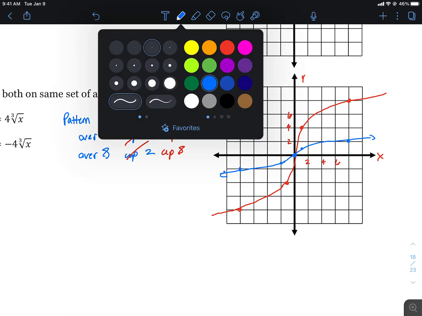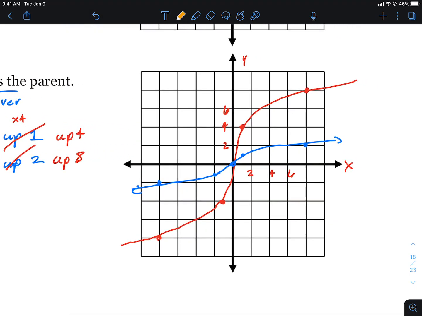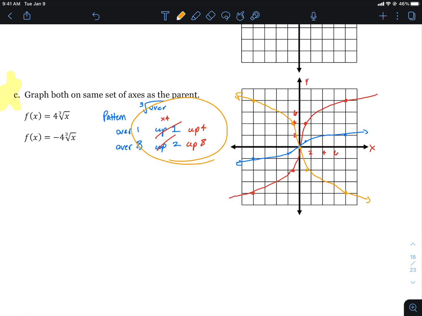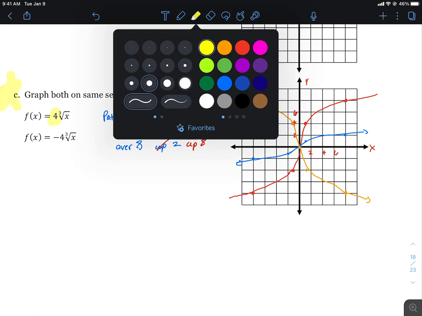The one that would be a negative version would just go down instead of up. It would look something kind of like this right here, like this orange graph right here. So real steep there in the middle, but then kind of going down like that. So as long as you know how to take that pattern and multiply by whatever the vertical stretch is, you're going to be good to go.